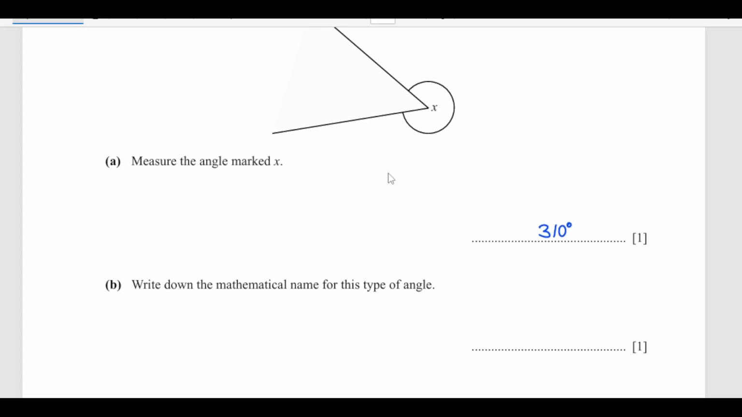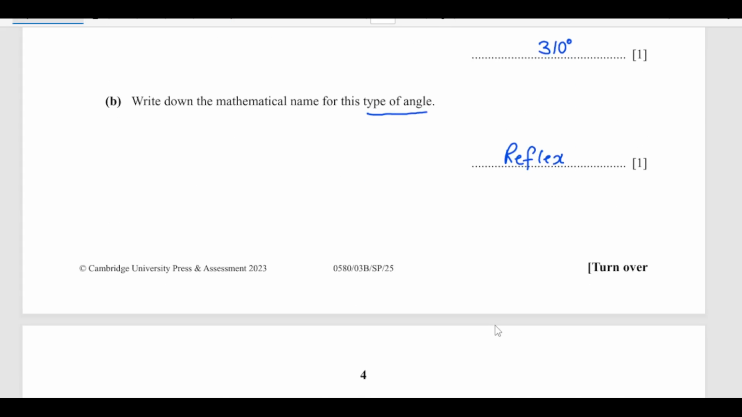Write down the mathematical name of this type of angle. So the mathematical name, it is a reflex angle. Any angle which is greater than 180 and less than 360 is called a reflex angle, right?